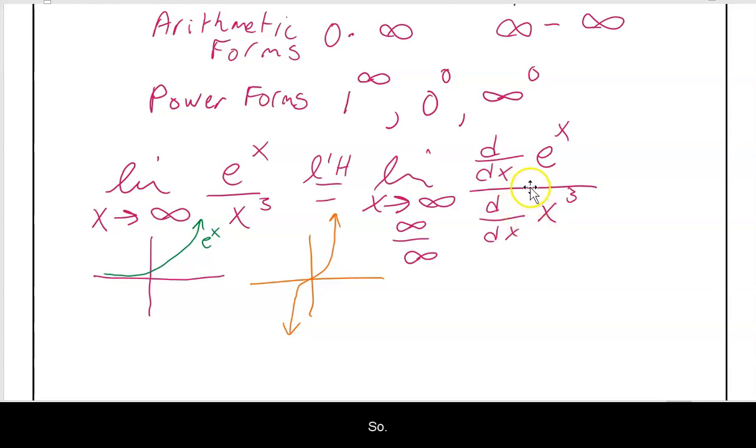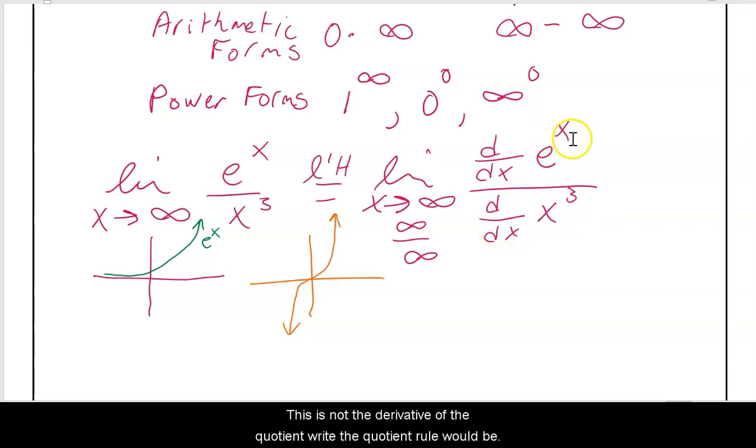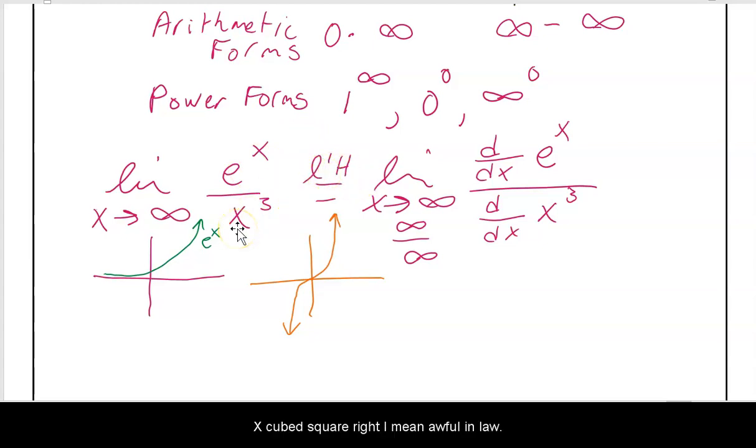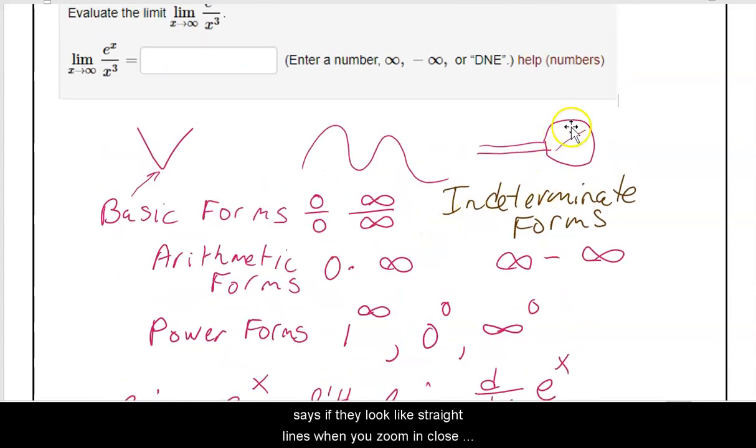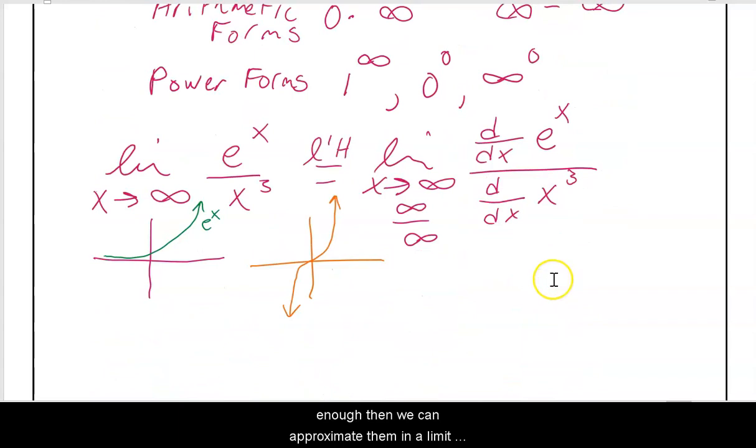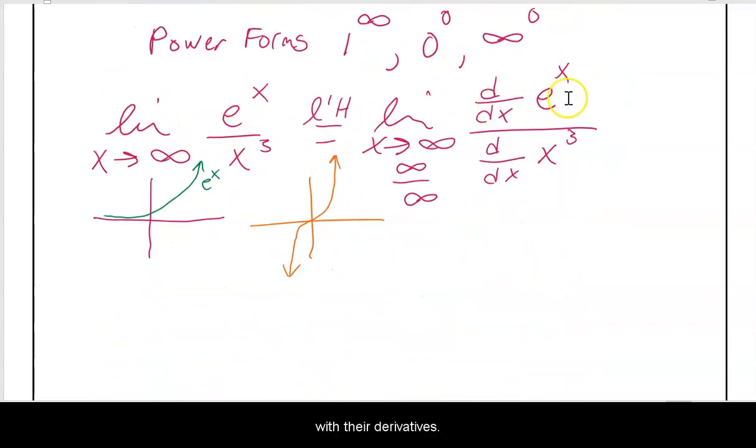Okay? So this is not the derivative of the quotient. All right? The quotient rule would be x cubed times e to the x minus 3x squared times e to the x all over x cubed squared, right? I mean, awful and long. That's not what we're doing. This is L'Hopital, which says if they look like straight lines when you zoom in close enough, then we can approximate them in a limit with their derivatives. So it turns out that the limits give you the same value.